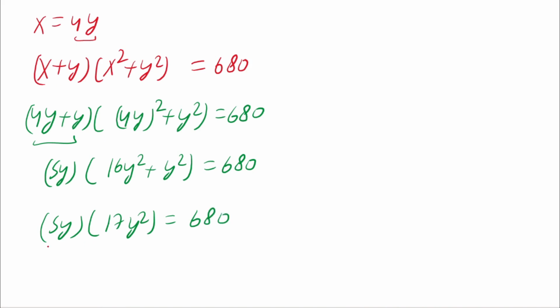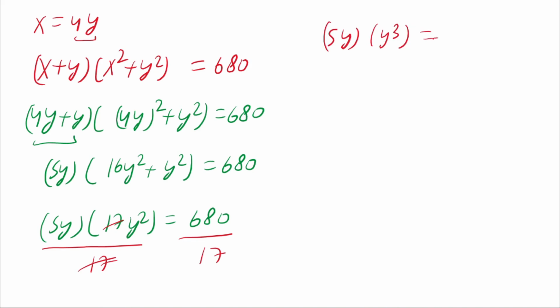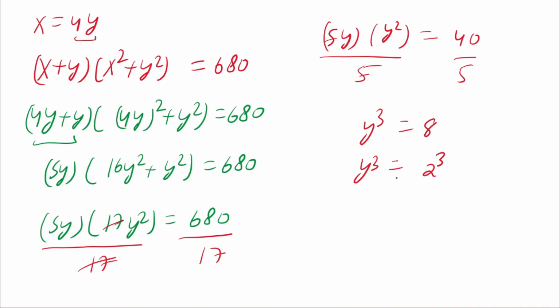If we divide both sides by 17, then this 17 and this 17 cancel out. Then 5 times y multiplied by y square, that is y cube, is equal to 680 divided by 17, then we get 40. If we divide both sides by 5, then this 5 and this 5 cancel out, y times y square is y power 3, this is equal to 40 divided by 5, then we get 8. Y cube is equal to 8, which is the same as 2 power 3. If we take both sides to the power 1 over 3, then the value of y is 2.